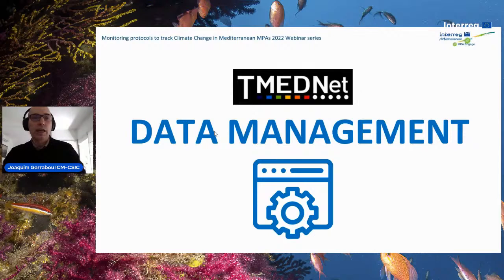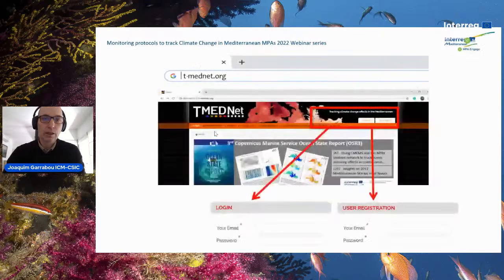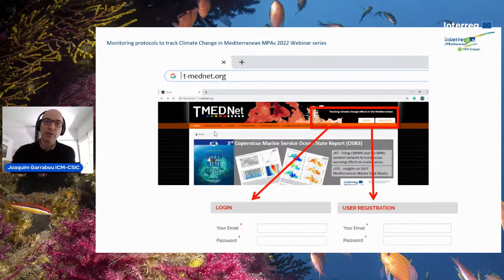So overall, the Temenet, besides providing this information on how to implement these monitoring protocols, we put a lot of importance on data management. I'm not going to go into the details, but you need to register in the database in the Temenet platform, and once you are registered, you are able to upload the data collected through these different monitoring protocols that we presented to you today.